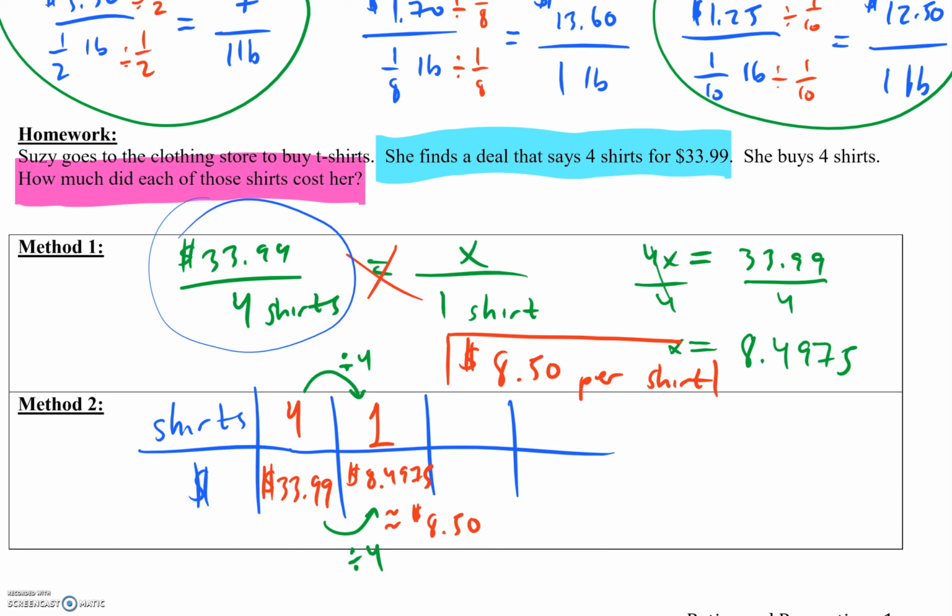And the good thing about a table is that, if the question asks for a cost of 10 shirts, 15 shirts, 20 shirts, and so on, we could basically just add the numbers right here. So 10 shirts, 15 shirts, and so on. And we could use that unit rate to find whatever other information that we need to know.